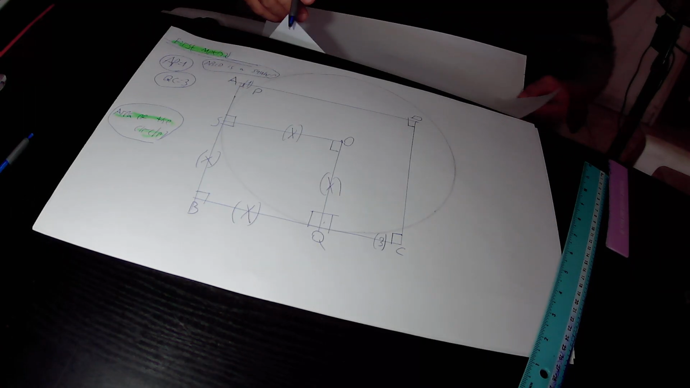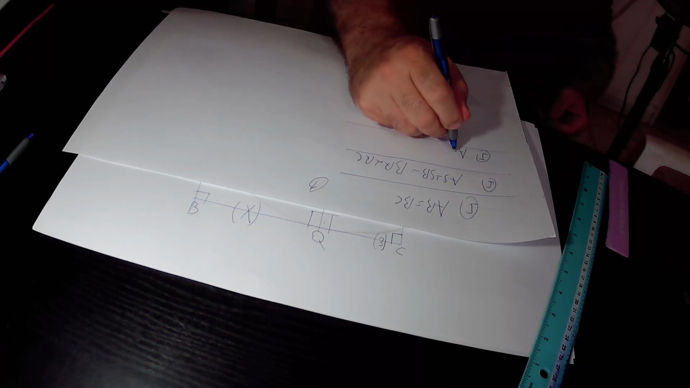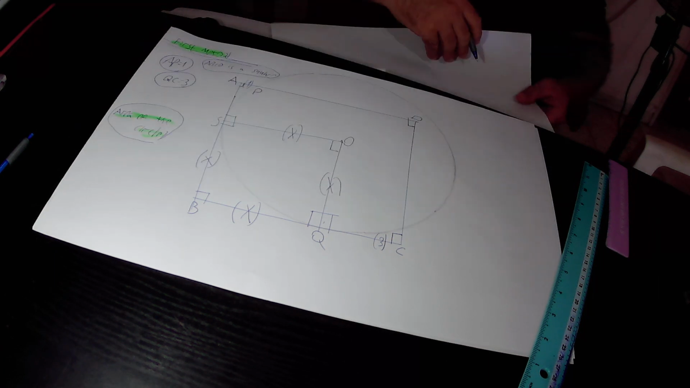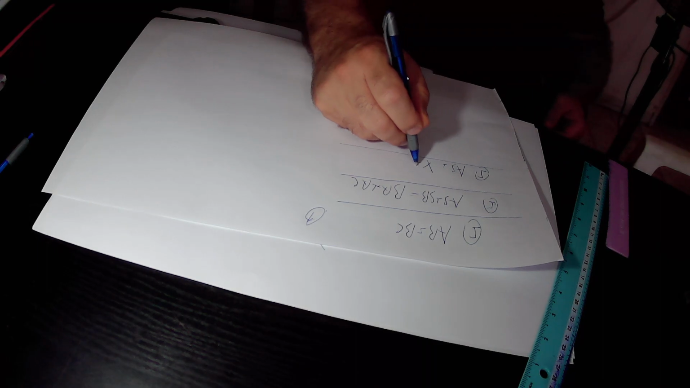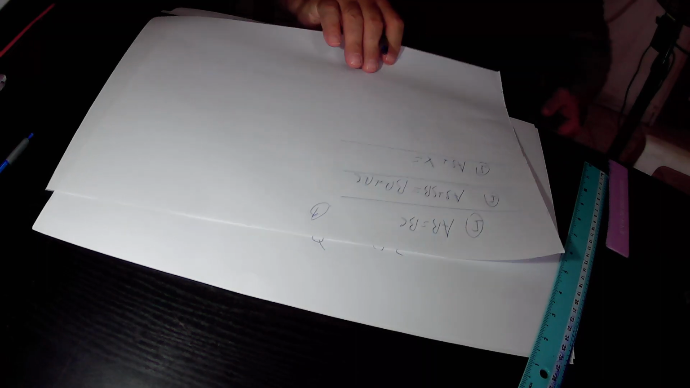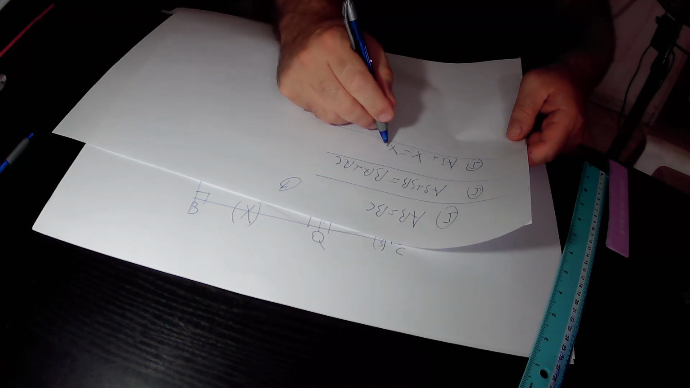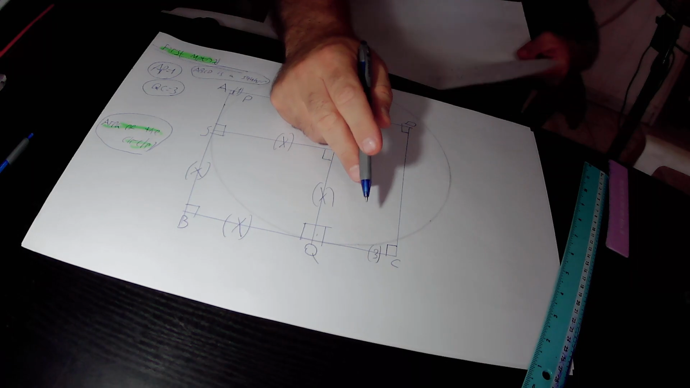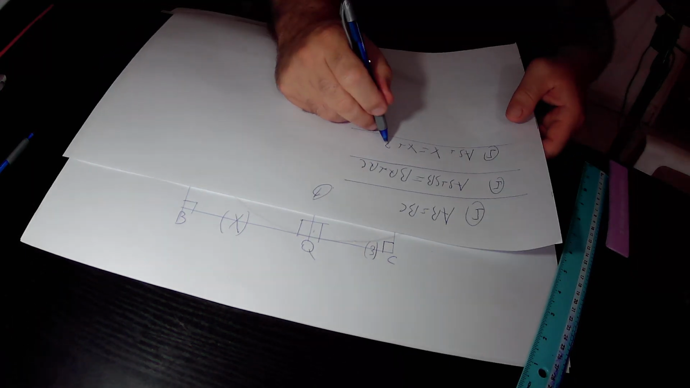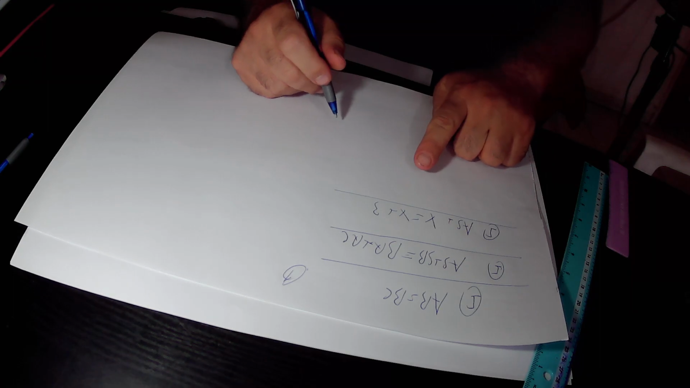AS is the missing side, so we leave it as it is. So we have AS plus SB. SB is x, and it is equal to BQ. BQ is also x, plus QC. QC equals 3 units in its length, according to what is given in the question. So in total, according to equation 1, we found out that AS plus x equals x plus 3.